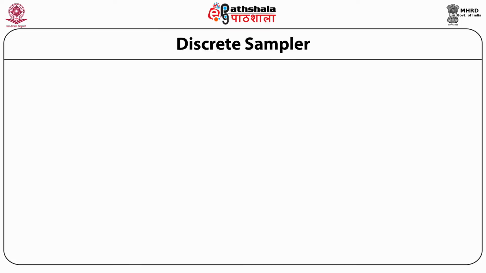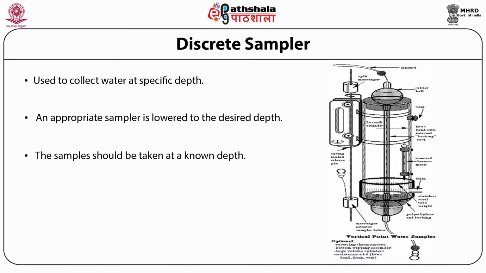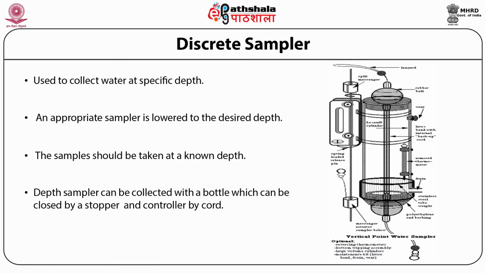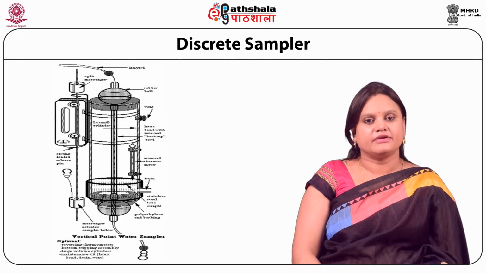The second one is the discrete sampler. It is used to collect water at a specific depth. An appropriate sampler is lowered to the desired depth, activated, and retrieved. The sample should be taken at a known depth and without aeration. Depth samples can be collected with a bottle which can be closed by a stopper and controlled by a cord, permitting samples to be taken at any given depth.